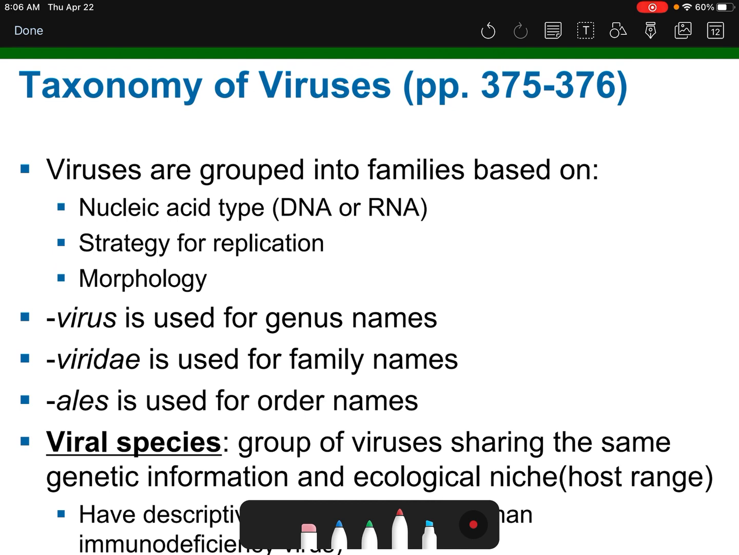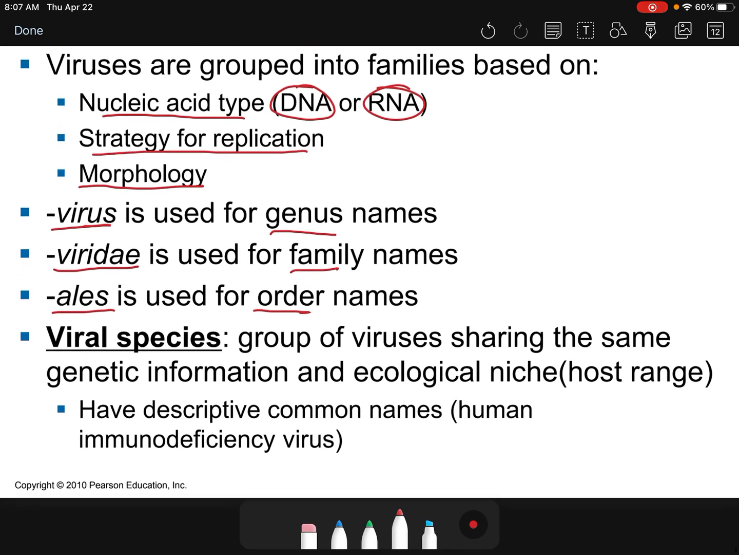As far as taxonomy, you can look again in your book on pages 375 and 376, where it goes into a little more detail. Viruses are grouped into families based on the type of nucleic acid they have, whether they are DNA or RNA viruses, how they reproduce, and what their shape is. Now, you have to look at the ending of the name. If it ends in virus, that's the genus name. If it ends in viridae, that's the family name. And if it ends in ales, it's the order name. So you can identify it based on those endings.